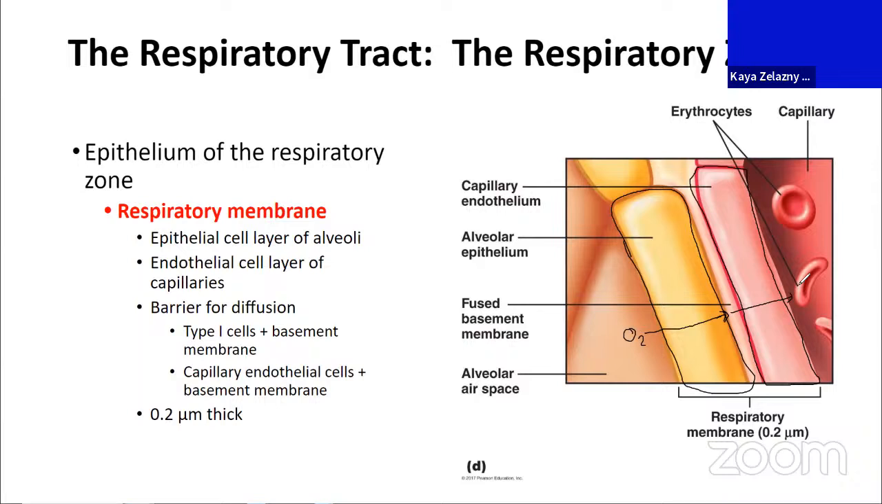Okay. So we got a thin layer that we have to go through. Easy barrier for diffusion, right? So just that type 1 cell, the basement membrane, and then those capillary endothelial cells. Really thin, right? So really thin, not hard to cross. That's it. That's our respiratory membrane. Lots of surface area because we have lots of alveoli, lots of capillaries here.